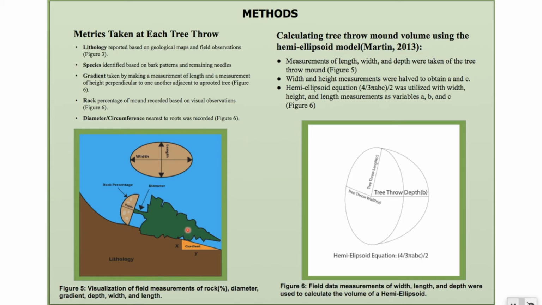So now for our methods. We measured the width and the length of the mound as well as the depth. We also got the diameter of the tree as well as the rock percentage visually and the underlying lithology. And lastly, gradient. And we plugged these values of length, width, and depth into a hemiellipsoid equation. This is a visual representation of that that has been used in previous studies involving tree throw to get an approximate volume of the tree throw mound.